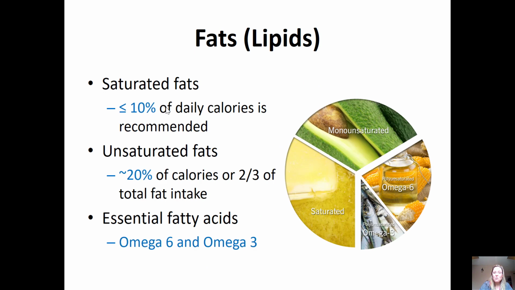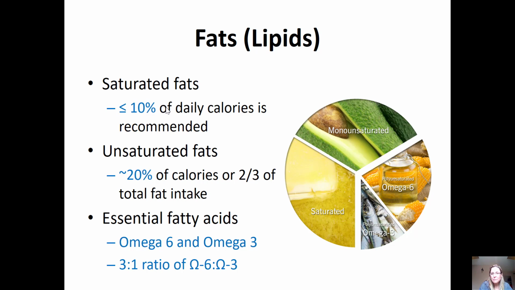As far as your fats go, we all know there's good and bad. So your good fats are considered your unsaturated. Okay, so your mono and polyunsaturated fats, your essential fatty acids, those are all smart fats. They're good for our heart. So a good chunk of our calories from fat should come from unsaturated fat.